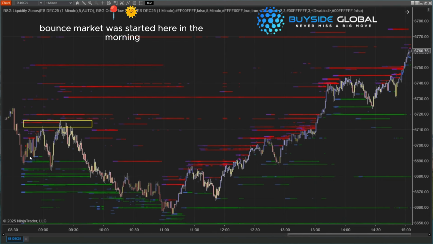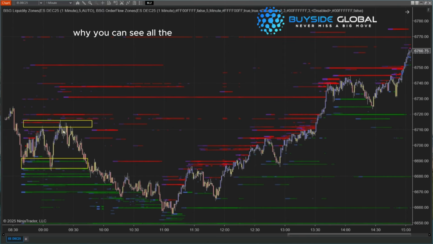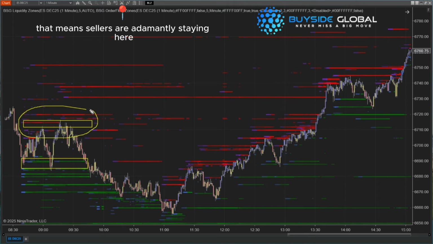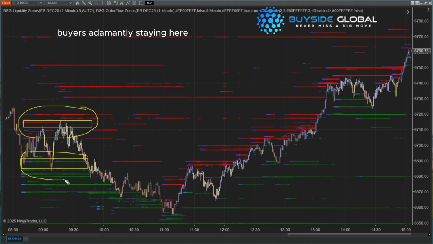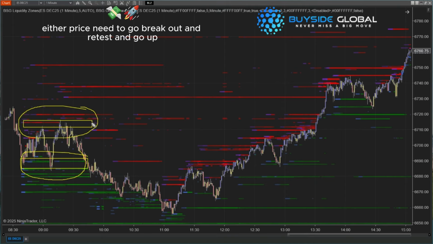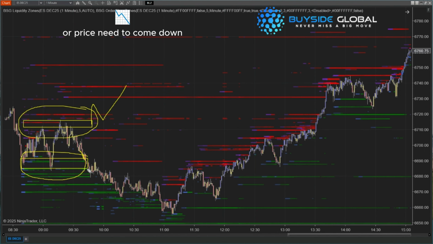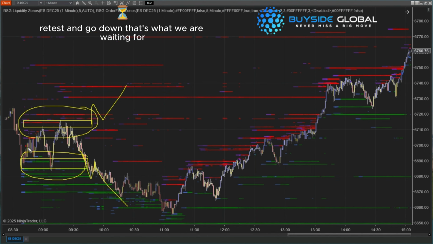The market started bouncing here in the morning. Why? You can see all the red lines are printed here, green lines printed here. There are no red lines here, there are no green lines here. That means sellers are adamantly staying here, buyers adamantly staying here. Either price needs to break out, retest and go up, or price needs to come down, retest and go down. That's what we are waiting for.